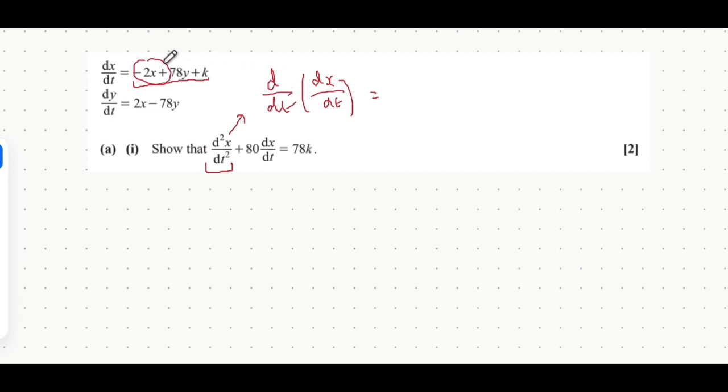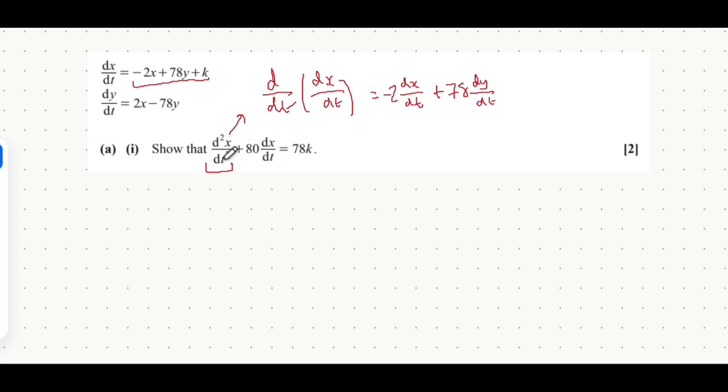So, for example, when we differentiate minus 2x with respect to t, it will just be the normal differential of minus 2x, which is minus 2, but then you have to multiply onto it dx by dt, because again, it's not in terms of t. Similarly, when you differentiate 78y with respect to t, you have to first differentiate it normally, so it's 78, but then you multiply onto it this time dy by dt, because this variable y is not in terms of t. When you differentiate any constant with respect to t, it will just be 0.